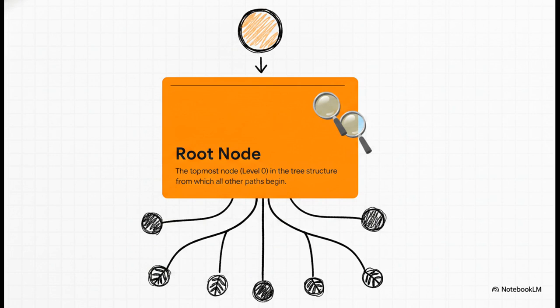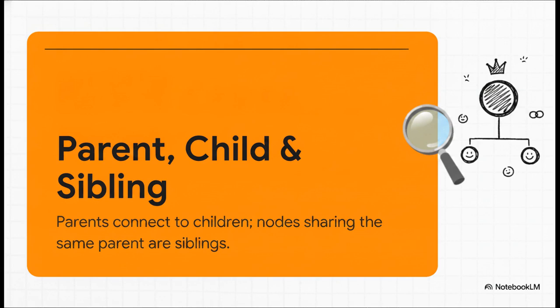Notice how we define the relationships between these nodes using literal family terms. It makes it so easy to remember. An immediate predecessor node is a parent. That parent connects downwards to its successors, which are, you guessed it, children. And just like in a real family, if two child nodes share the exact same parent node, they're siblings. By leaning on this intuitive mental model, navigating a complex web of data points becomes just as natural as reading a genealogy chart.